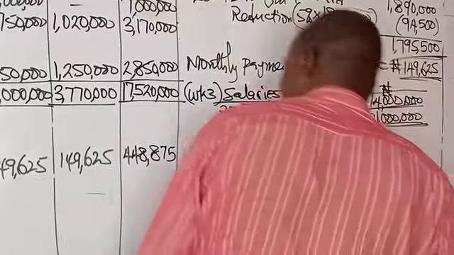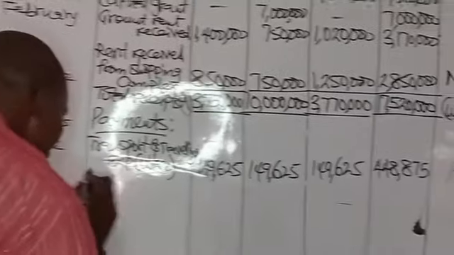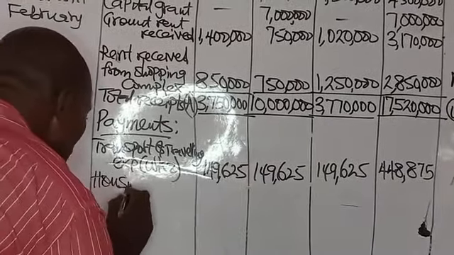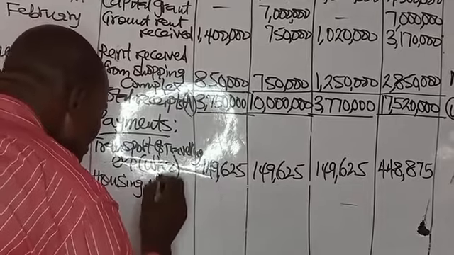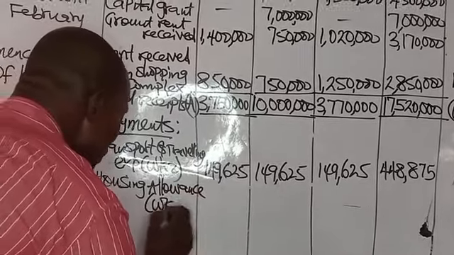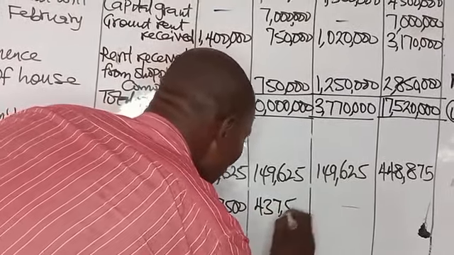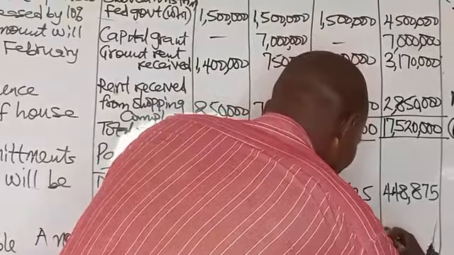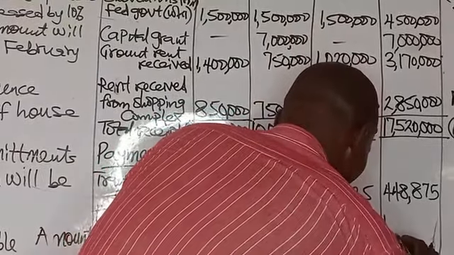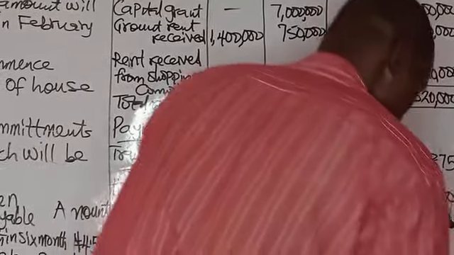Housing allowance, that is working 3. 437,500, 437,500. Total is 1,312,500.